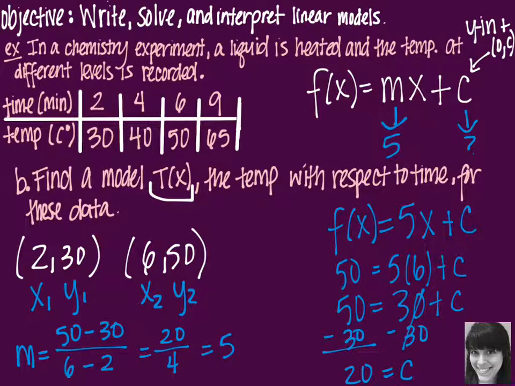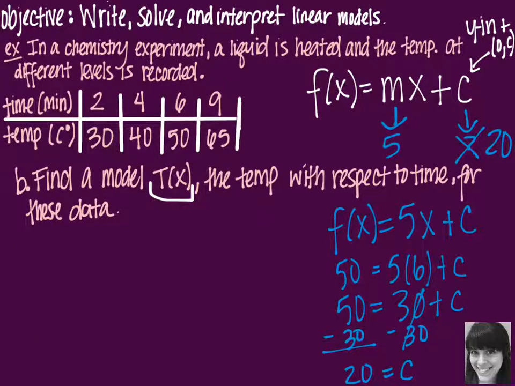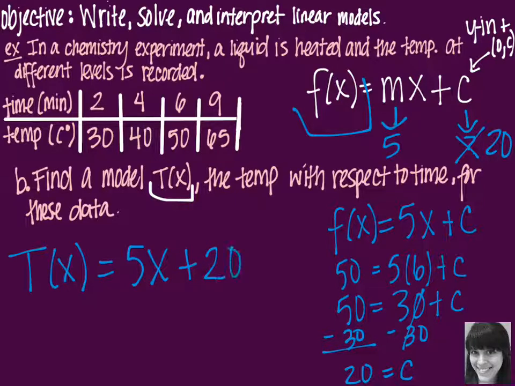Okay? So now I know what this C is. It's no longer a question. I figured it out. It's 20. Okay? So I'm going to erase this gradient part. Okay. And now I've answered this question. I found the model T of x. T of x, which is the same thing as f of x, right? It's just that it's calling f of x something different. So my T of x is going to be 5x plus 20.